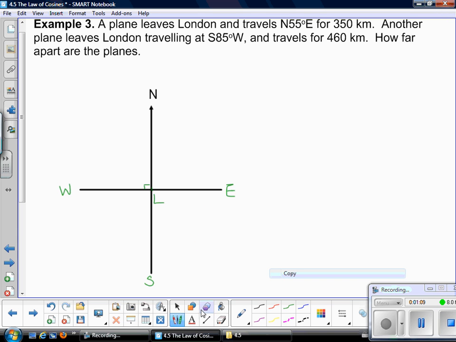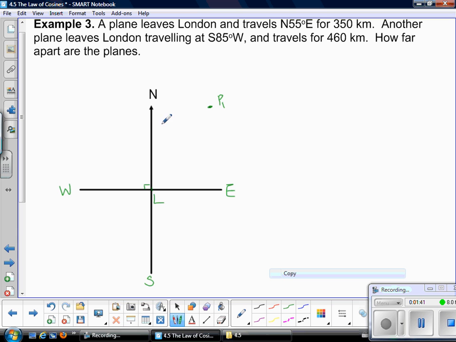So I have one plane, and we'll call that plane 1, P1, and it travels north 55 degrees east. So what does that mean? Well, it means that the plane's going to be over in this quadrant somewhere, northeast. So we're going to put P1 here, but we're going to talk about where this 55 degrees is. So this is my plane 1.